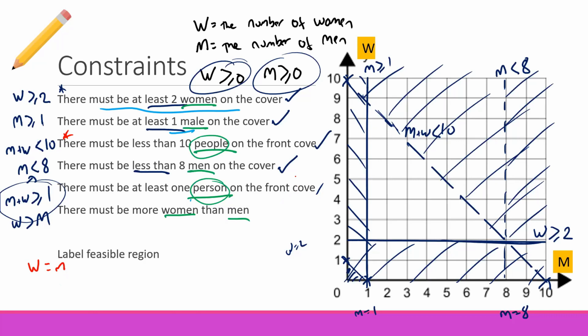The amount of women equals the amount of men. That is going to mean that if I have 2 women, then I have 2 men. If I have 3 women, I have 3 men. And this is a greater than, so that means I need to draw a dotted line. If I have 4 women, I have 4 men. So therefore, I'm going to draw a dotted line through here.